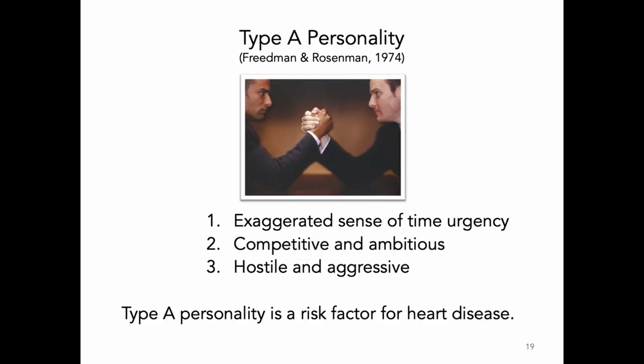A type A personality was something that was very famous about 50 years ago. And it was famous because it was linked to heart disease. And heart disease is the number one killer in the developed world, more than cancer, more than smoking, more than anything else. Okay, so type A personality is characterized by sense of time urgency, needing to be somewhere right now, have something done, competitiveness and ambitiousness, and hostility and aggression.